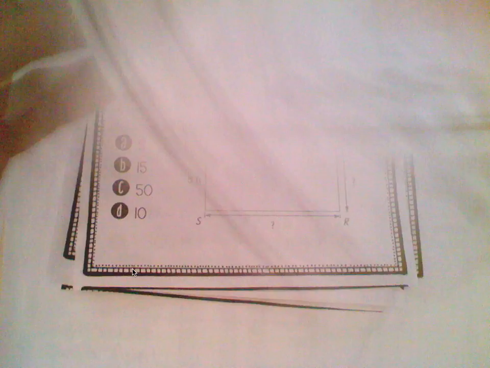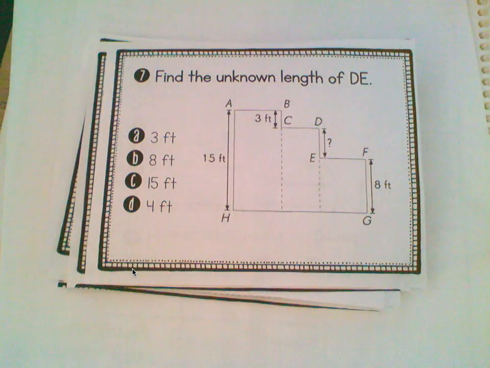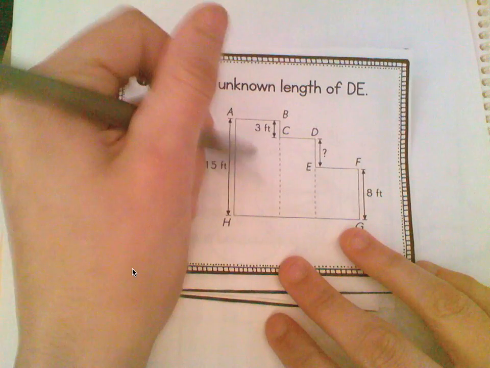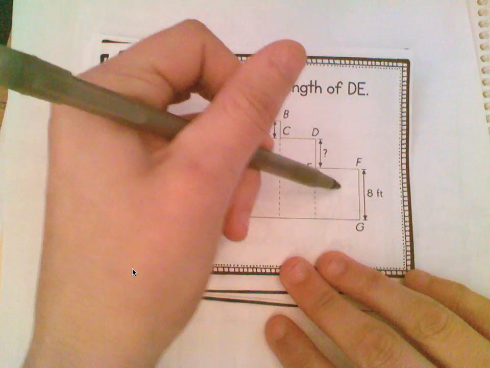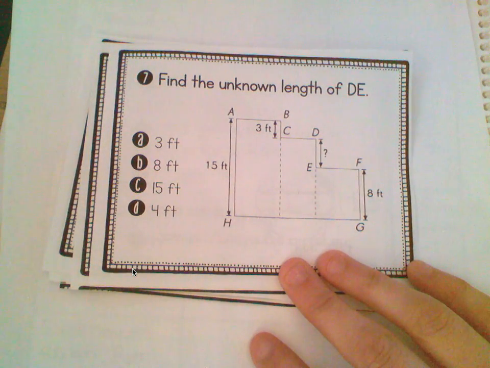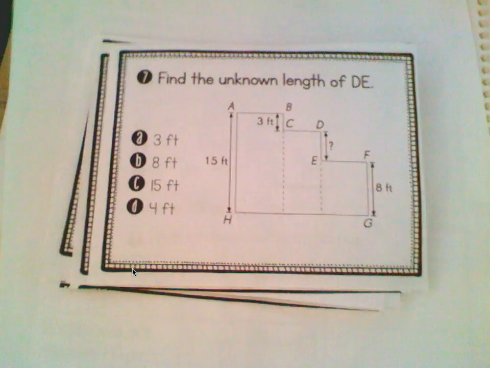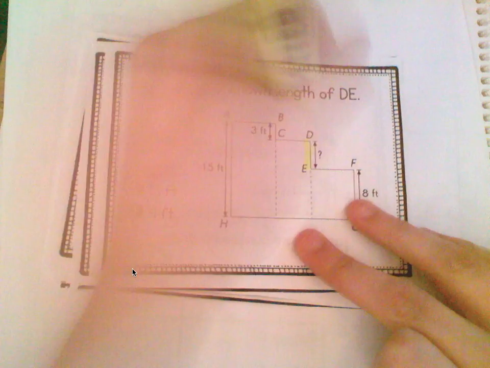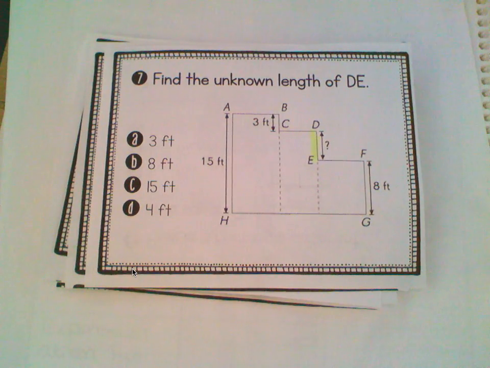Then I'm going to read number 2, and you're going to pause it. Or actually, I lied. I'm going to go to the back. This one is a composite figure. It has a rectangle, and I think that's probably a rectangle because it doesn't tell me otherwise. Find the unknown length of DE. So I would like to find DE. Pause it. Press play when you're ready.